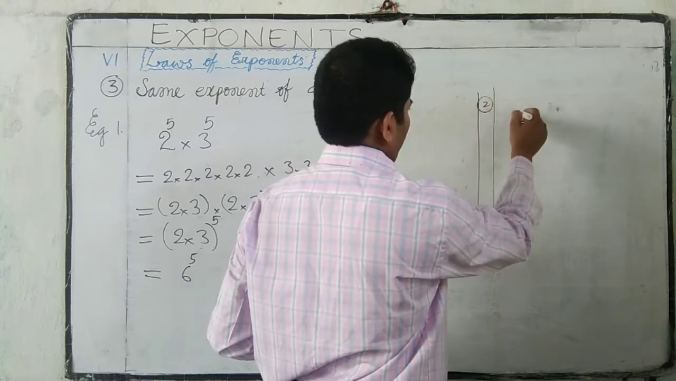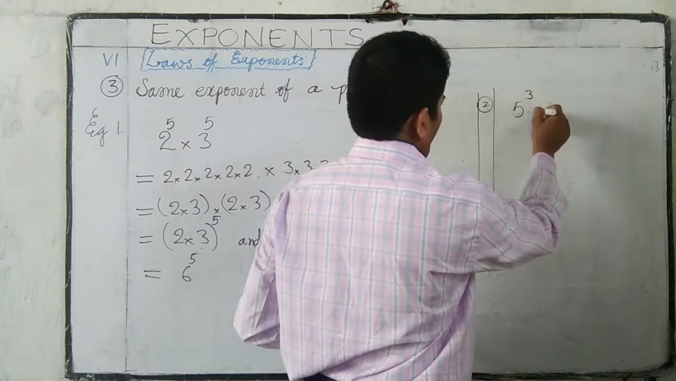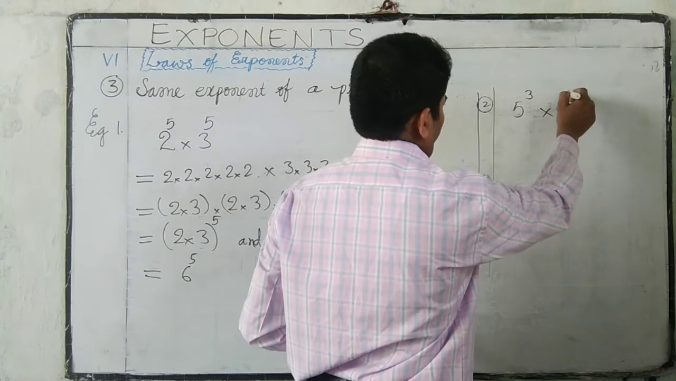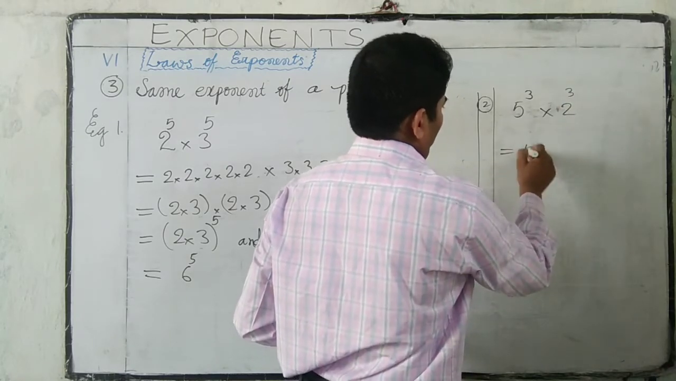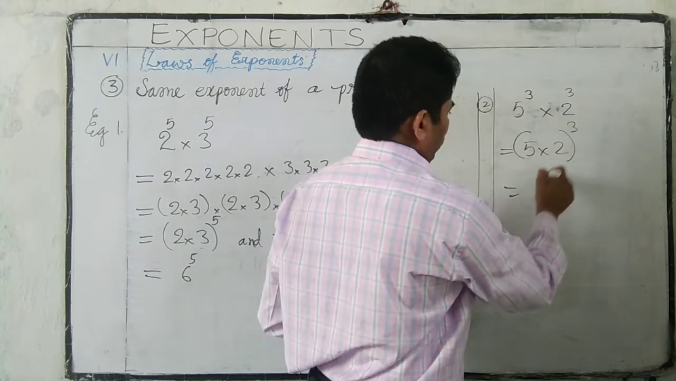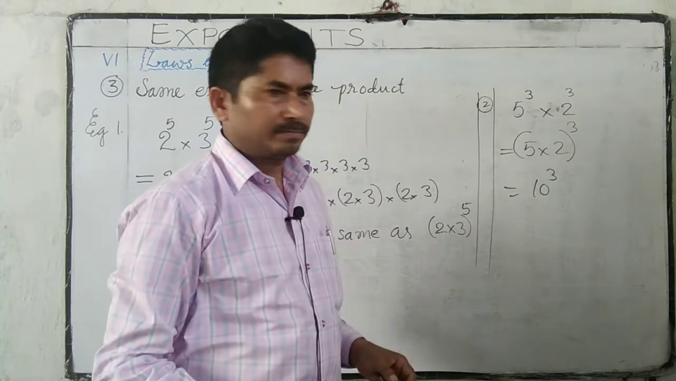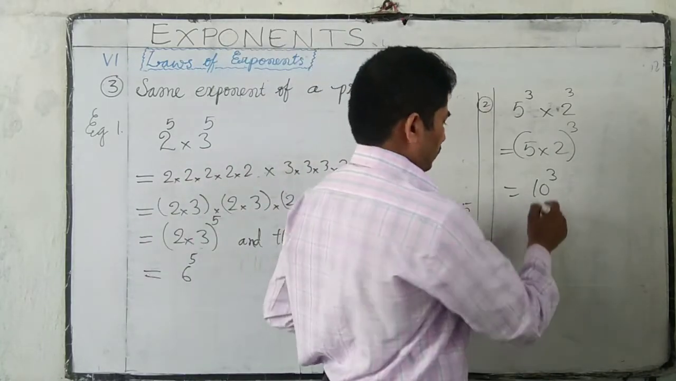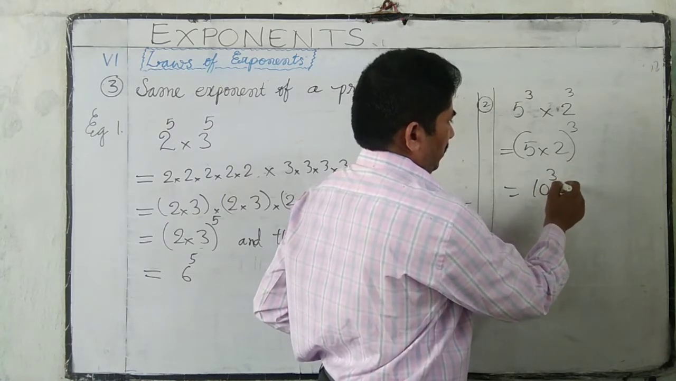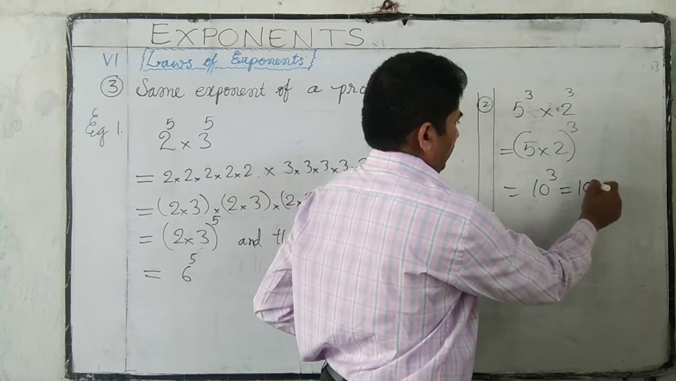Example 2. 5 to the power of 3 into 2 to the power of 3 is equal to 5 into 2 whole to the power of 3. 5 2s are 10 to the power of 3. We can write the final answer also: 1,000.